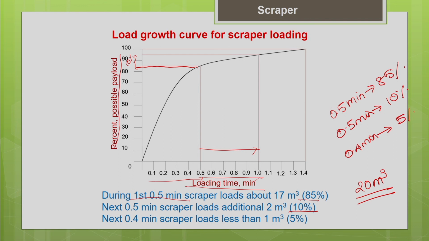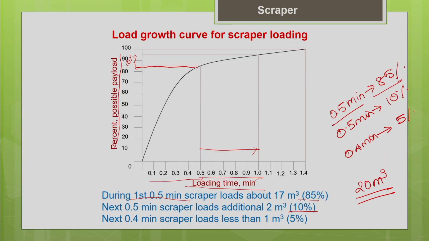By looking at these values, you can see that beyond 85%, beyond 0.5 minute of loading, the rate of loading is reducing. The rate of loading starts reducing. That is why we have to draw this kind of load growth curve, and we have to find the optimum loading time for the particular scraper and for the particular material, and we have to load the bowl only to that particular capacity.